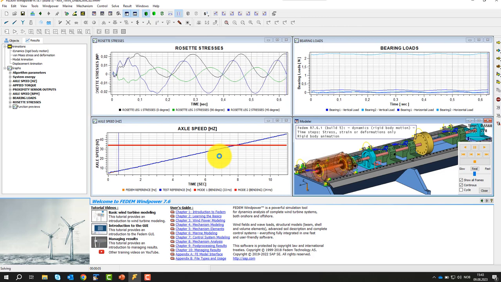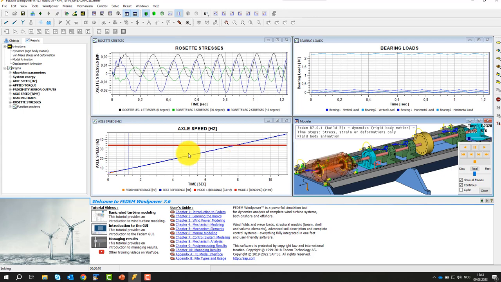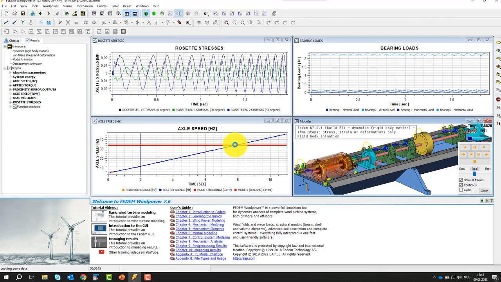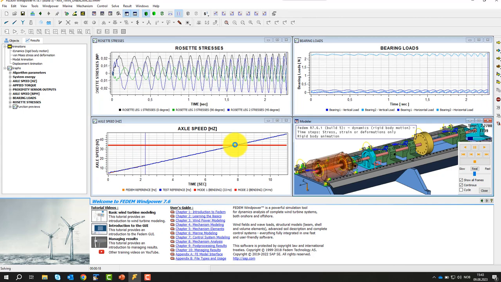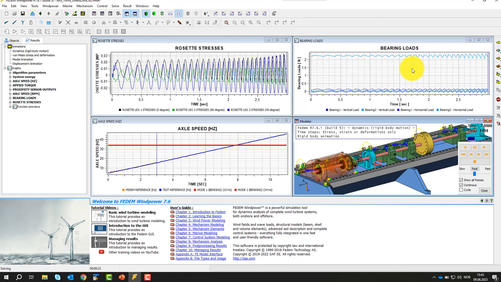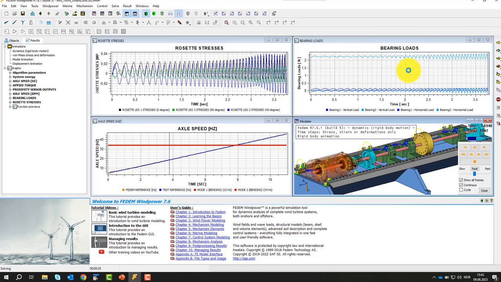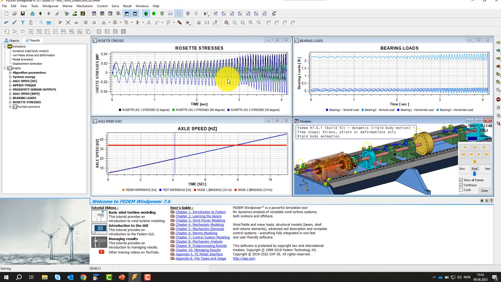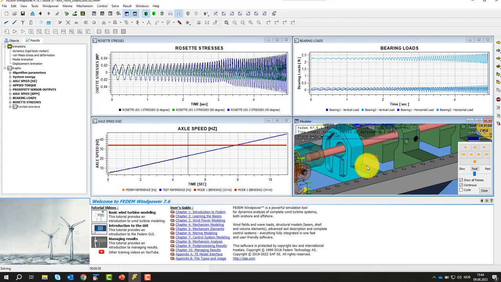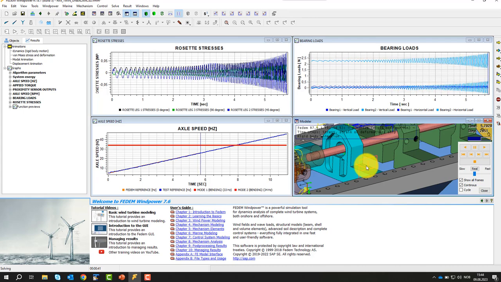The graphical performance is a bit slow here due to the fact that I'm recording a video simultaneously. But here you see the input axial speed is approaching my eigenfrequency, or the two eigenfrequencies, at roughly 32 Hz. And then I expect these bearing loads to increase due to resonance, or I'm approaching the critical speed. And these are my rosette stresses. And here you see my rosette, which gives me in real time the strain time histories that I can use for fatigue analysis.